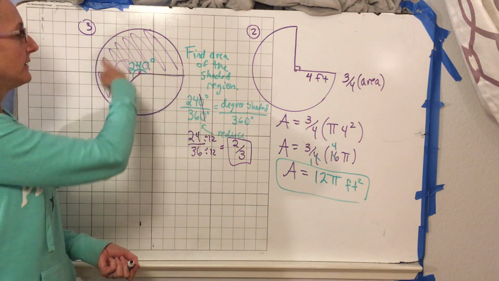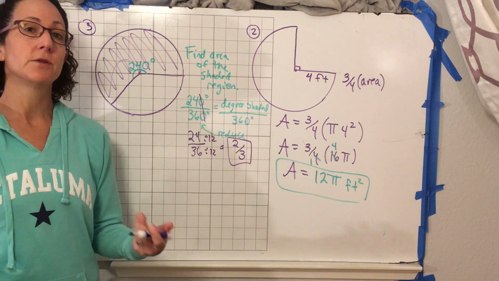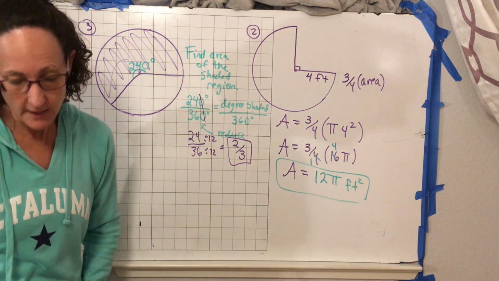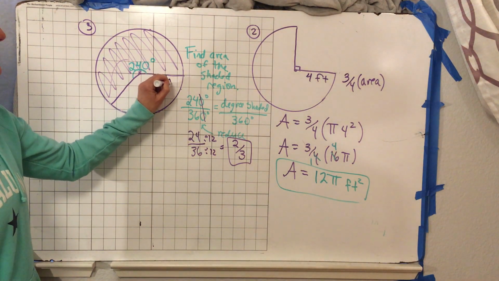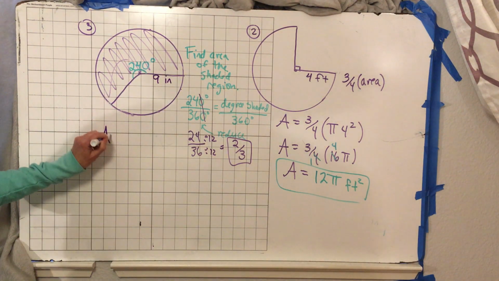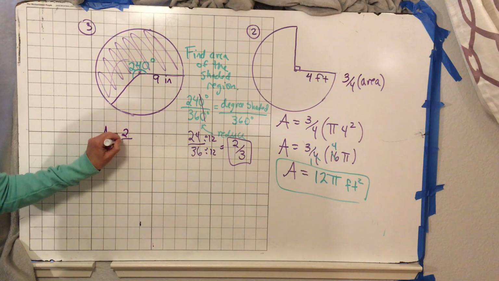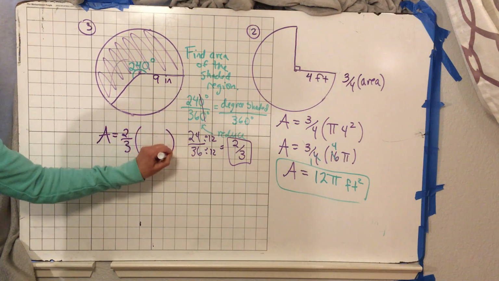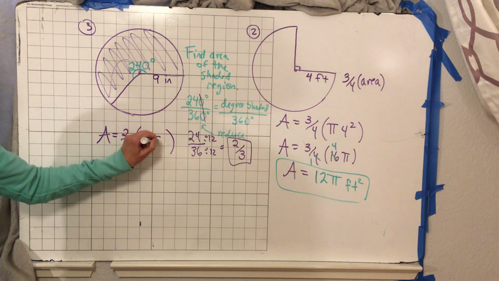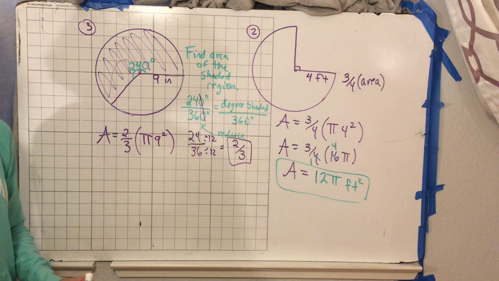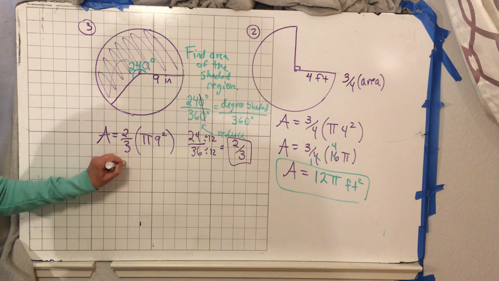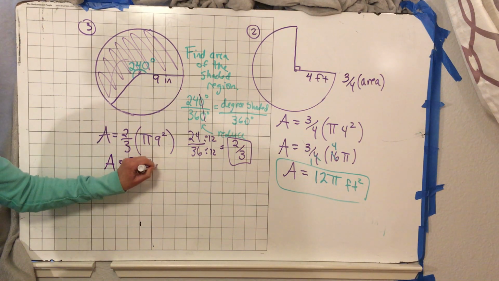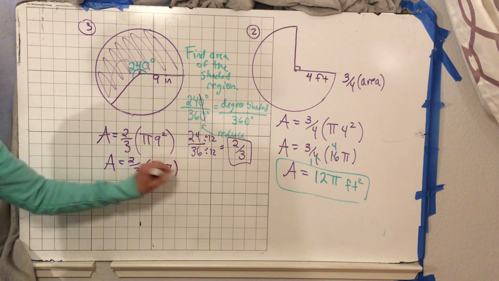So instead of finding the area of the whole thing, I'm going to use 2/3 of my area. So for this one, I'm giving you that this is 9 inches. So when you find the area, you do 2/3 of the full area, which is pi times 9 squared. So this is the whole area, we want 2/3 of it. So it's 2/3 times 81 pi.